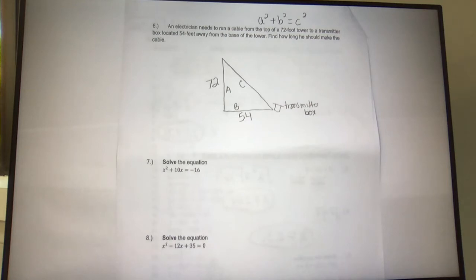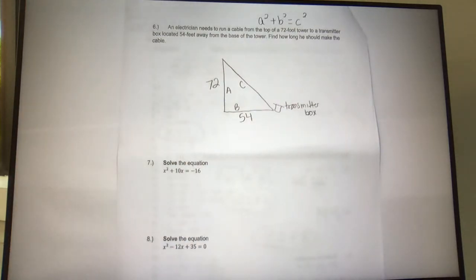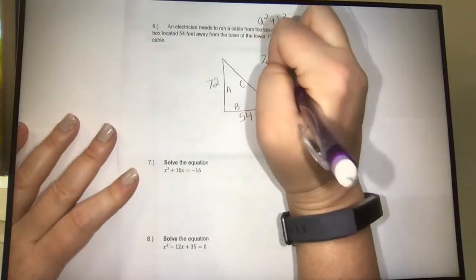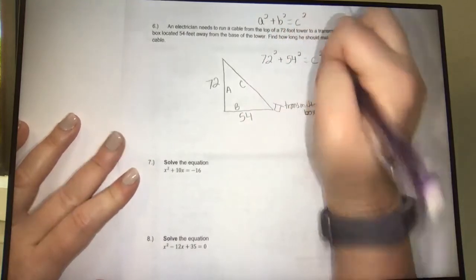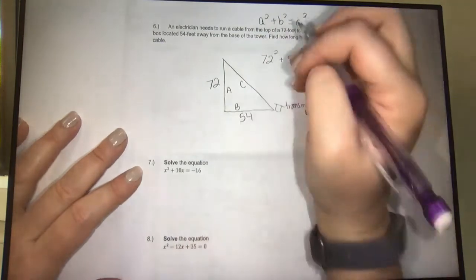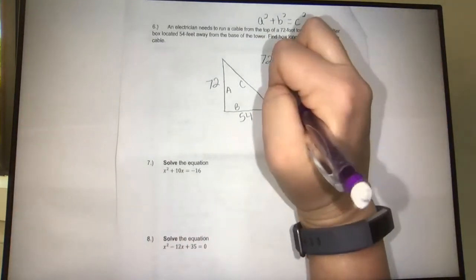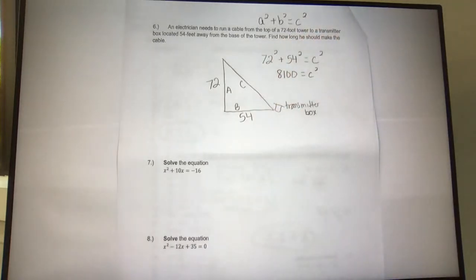Now I keep saying it doesn't really matter because all you're going to have to do is find C. So all that really matters is you take the 2 numbers that are in the problem and square them and add them together. That's all you're really going to have to do. Okay. So I'm going to have 72 squared plus 54 squared equals C squared. I'm going to square each one of these. If you square them and add them together, you get 8100. Practice that on your calculator.